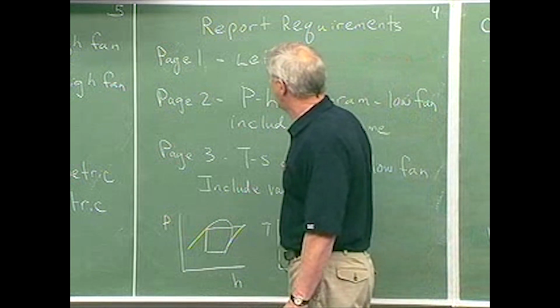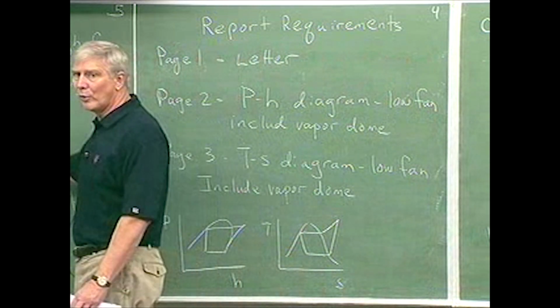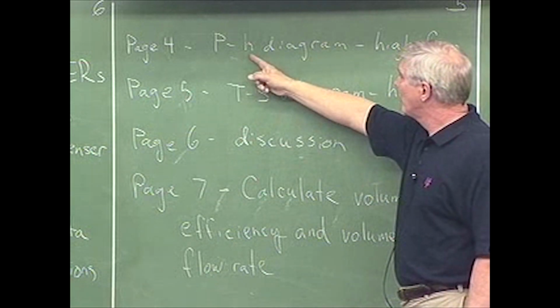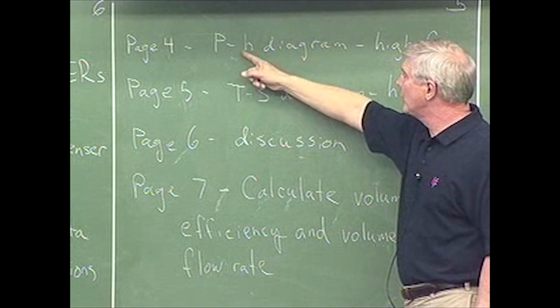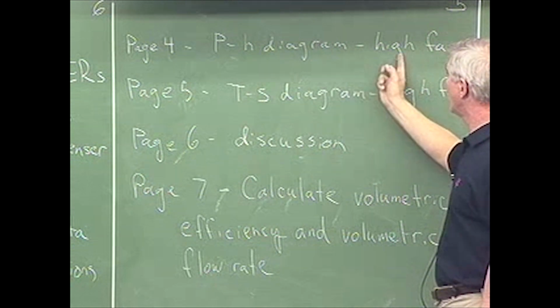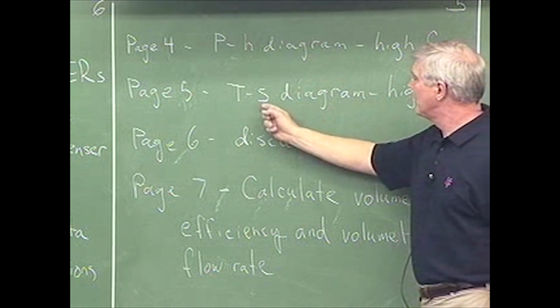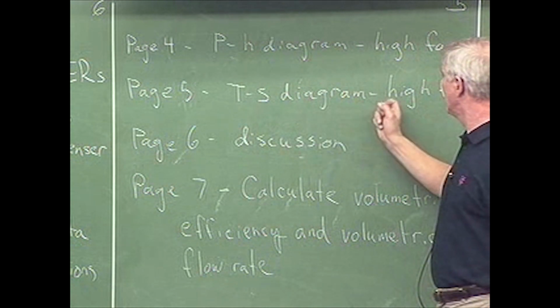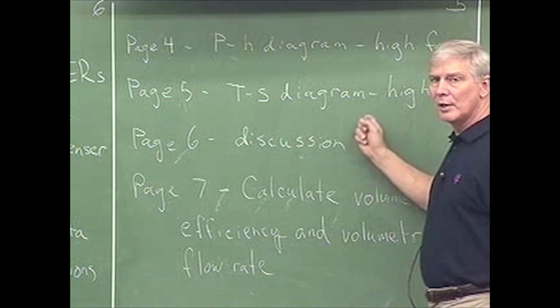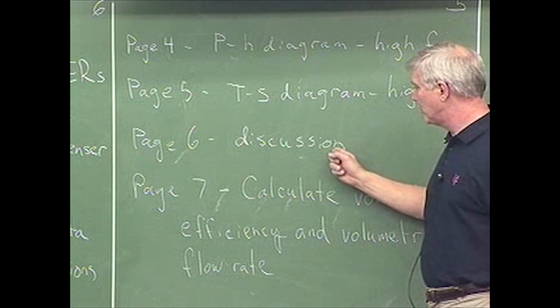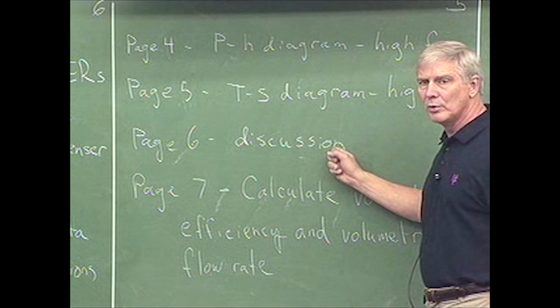Now we'll move over here to page 4. Page 4, we just shift over to the high fan setting. So you create a pH diagram for the high fan. Page 5 is create a TS diagram for the high fan. Page 6 is your opportunity to write a discussion of what you observe.